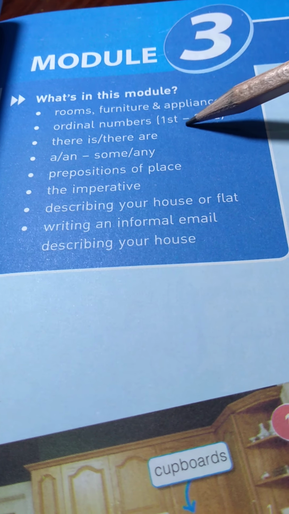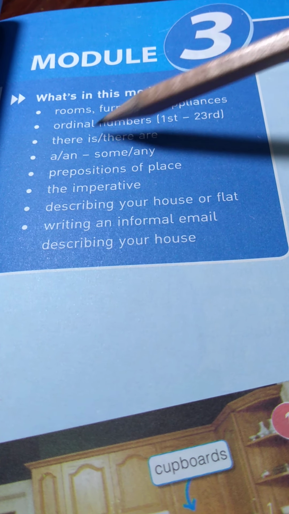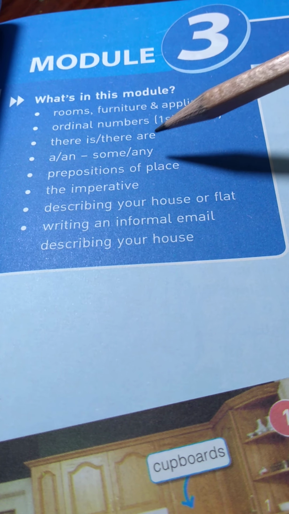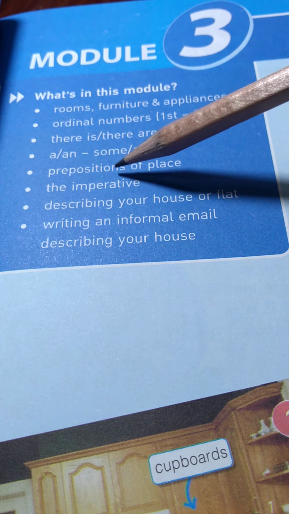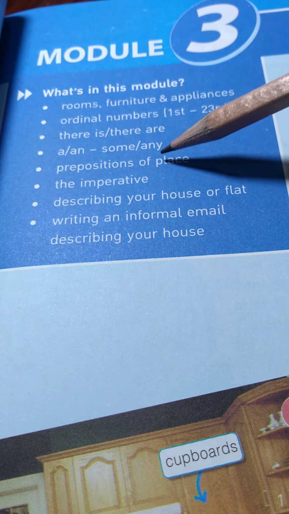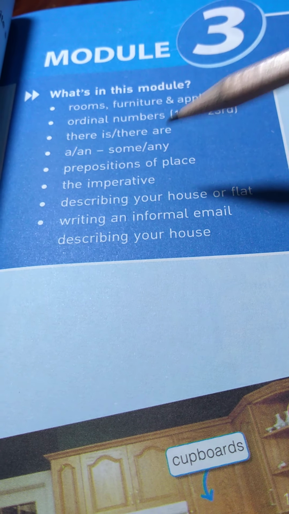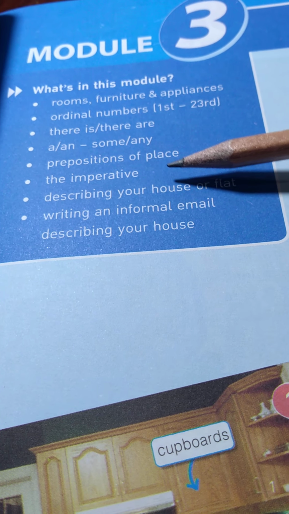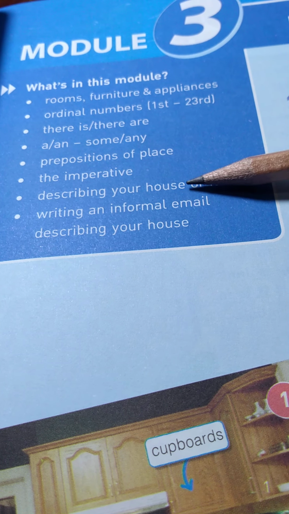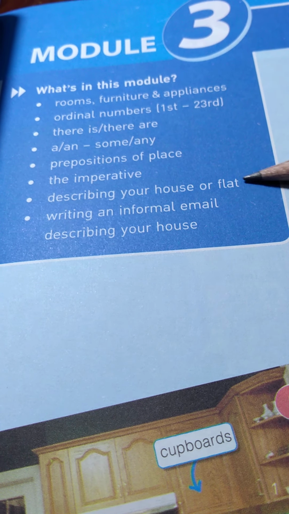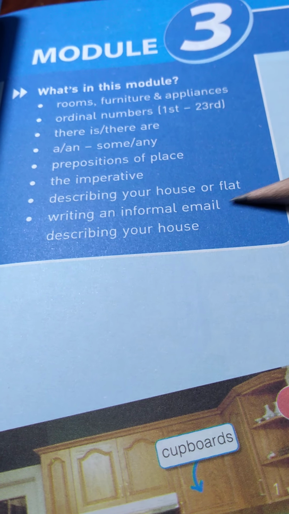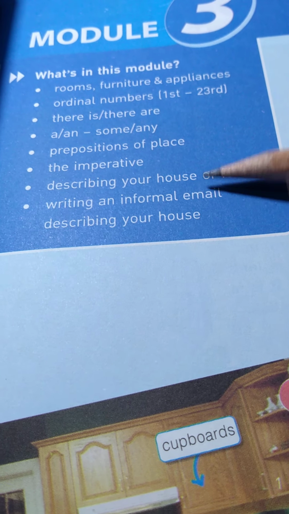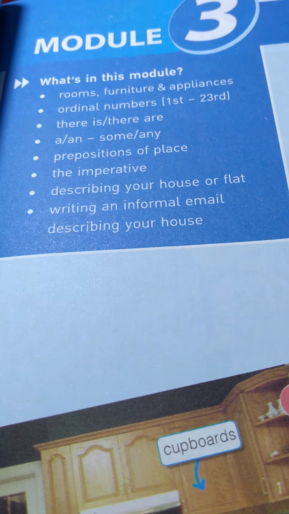We will talk this week about some ordinal numbers. We talked about that last week, so you can go back and look at last week's lesson. We talked about prepositions of place: in, on, under, over, in front, behind, next to, between. The imperatives, we talked a little bit about that in the grammar focus. Describing your house or flat. Your flat would be your apartment. So we will talk more about that. And writing an informal email. We can look at that this week as well, and describing your house.